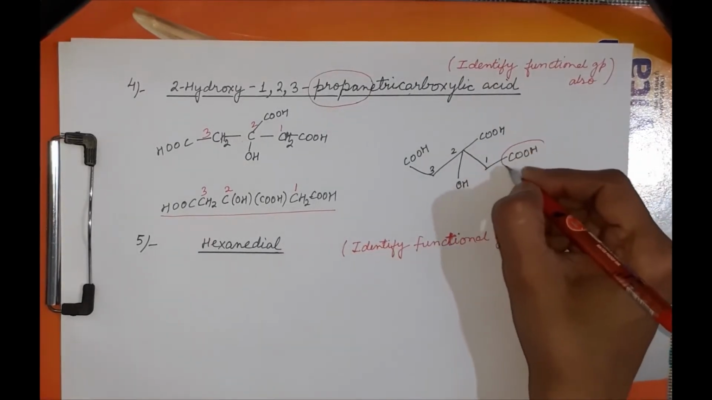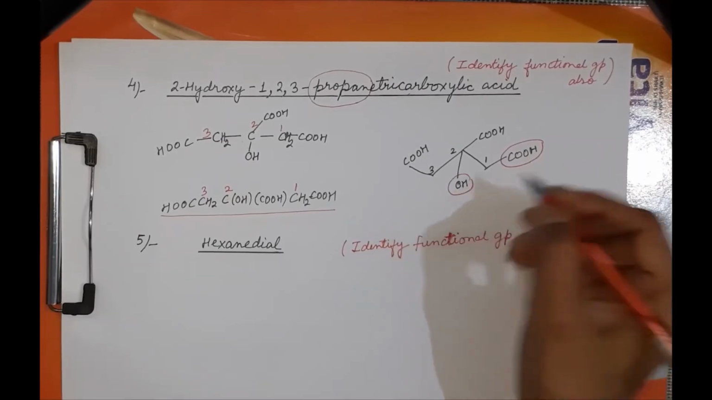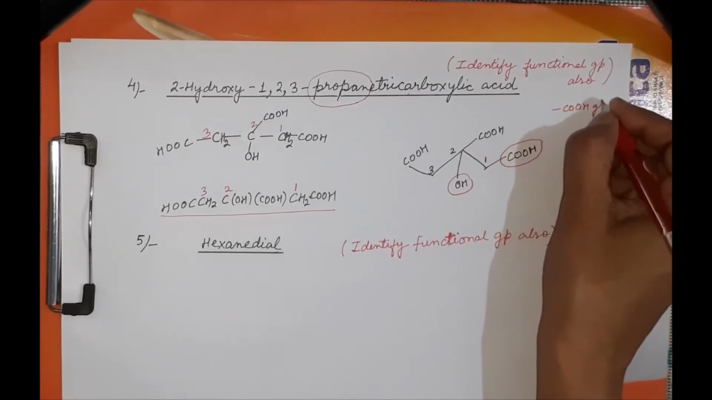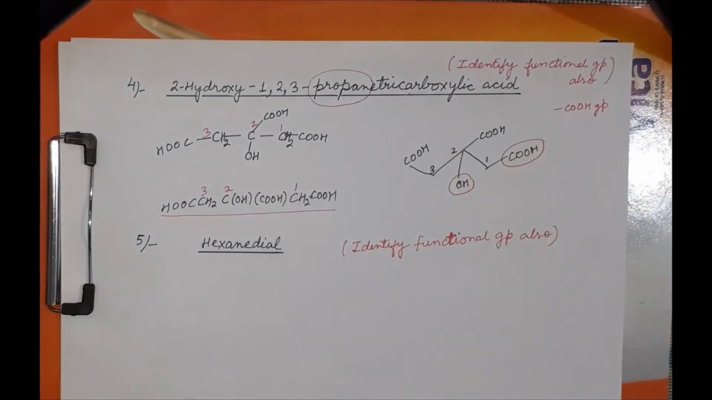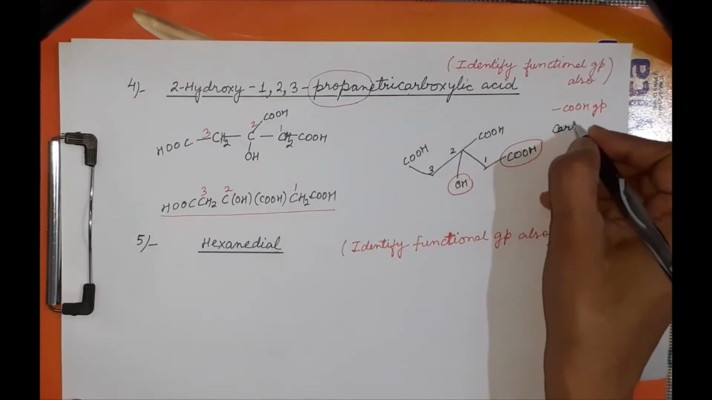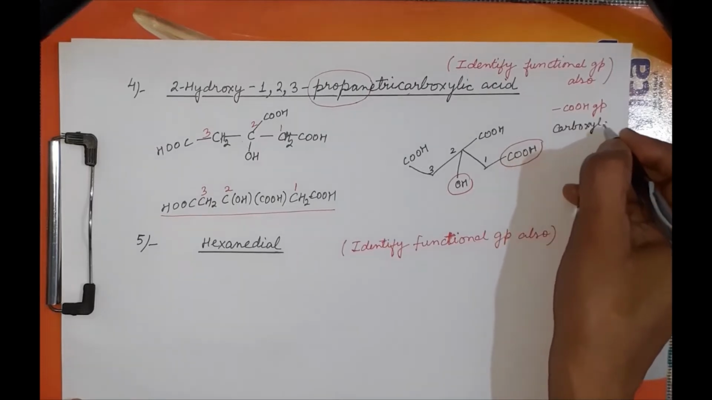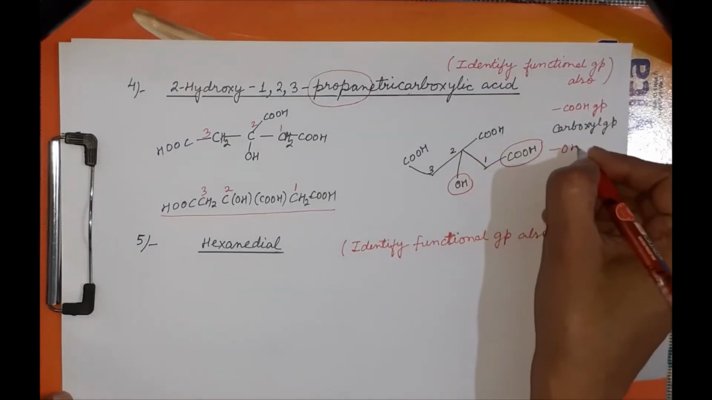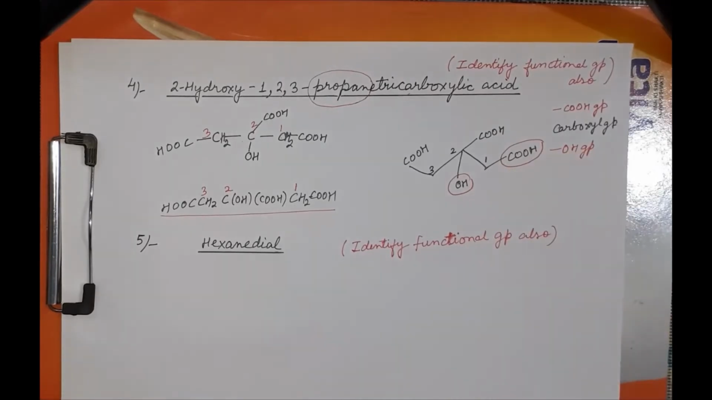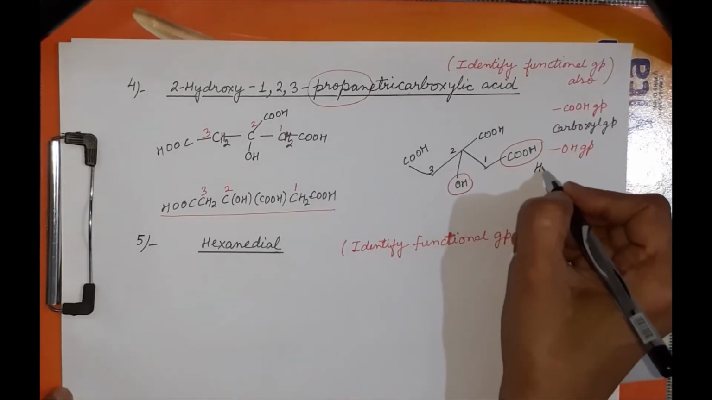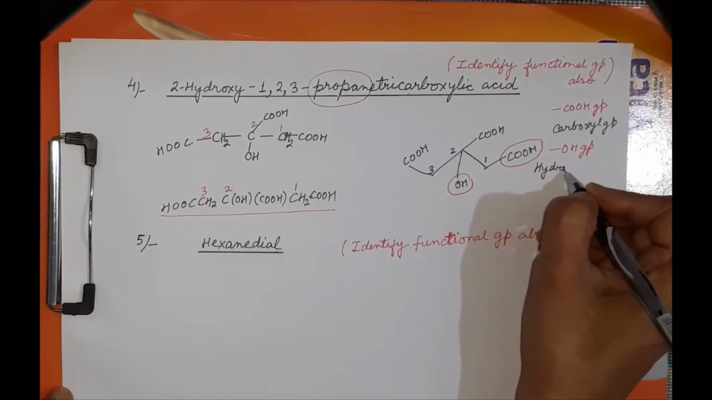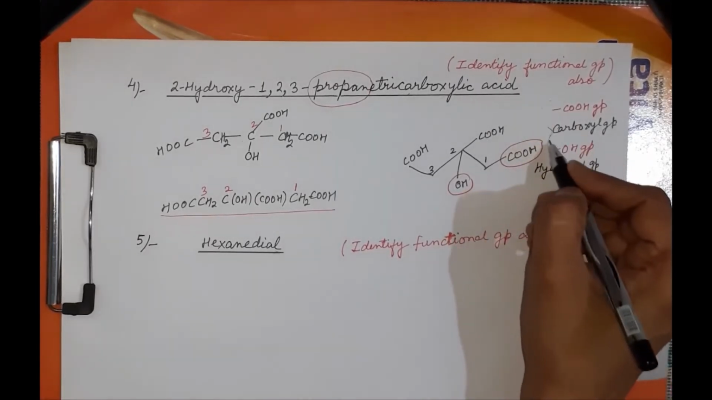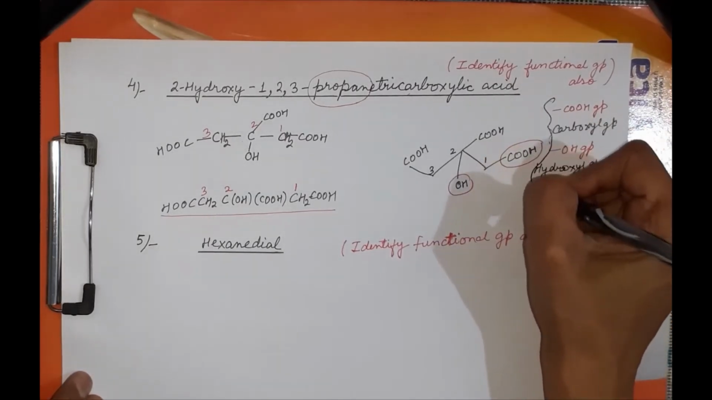And then further we have to identify the functional groups in this case. We can see two functional groups are there. First is the COOH group, which is for the carboxyl group. And the second functional group, the OH group, is also there, which is called the hydroxyl group. So this is about the functional groups.